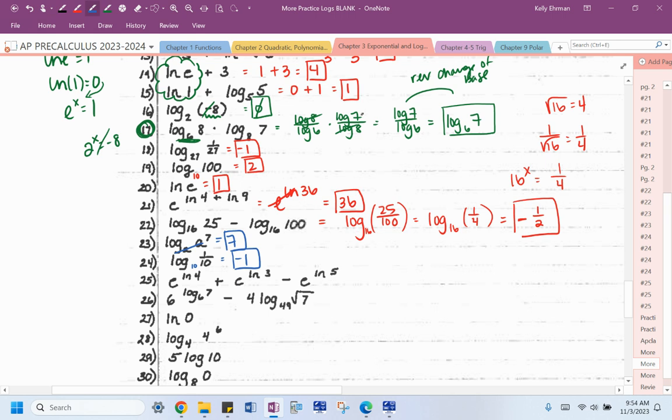Each of these terms can be simplified. You can't condense them because remember these are not logs, so be careful with that. e to the natural log of 4 is 4, plus e to the natural log of 3 is 3, minus the last one is 5. 7 minus 5 is 2.